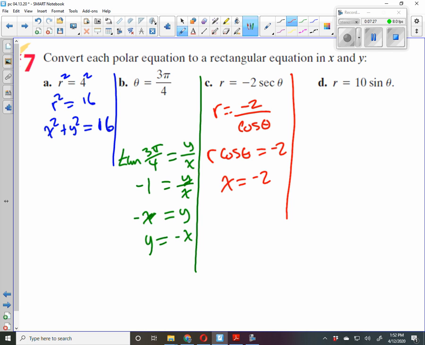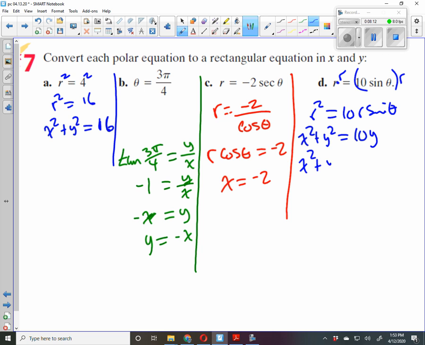For D, instead of squaring this one, which is one of your initial reactions, let's just multiply both sides by r. So if I multiply this by r and I multiply this by r, I get r squared equals 10r sine theta. r squared we know is x squared plus y squared, equals 10 times r sine theta, which is y. And if we bring that over, we're going to get x squared plus y squared minus 10y equals 0. And I'm going to say, if you get this, that's certainly sufficient. I will give you full credit for that. However, I think you can take this one step further.